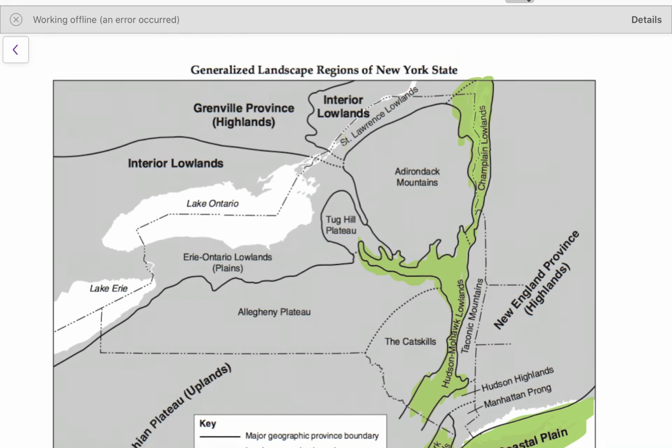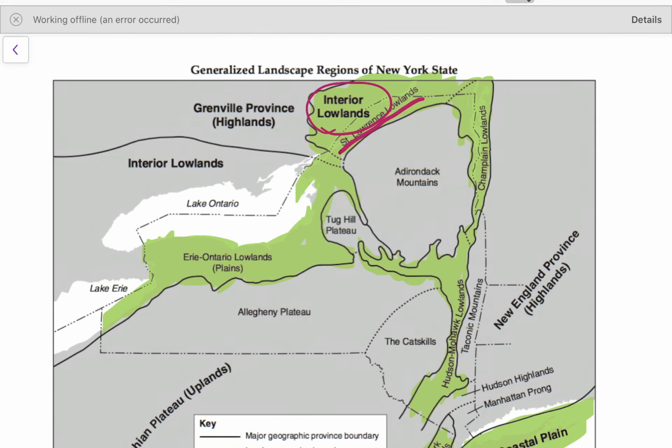Again, back to upstate New York, we have the St. Lawrence lowlands. And the St. Lawrence lowlands, we can tell, are a smaller unit of the interior lowlands, right? That bigger, bolder text is the more general name for the area. And the smaller text, like St. Lawrence lowlands, is the more specific, more local name. We also have the Erie, Ontario lowlands over in western New York.